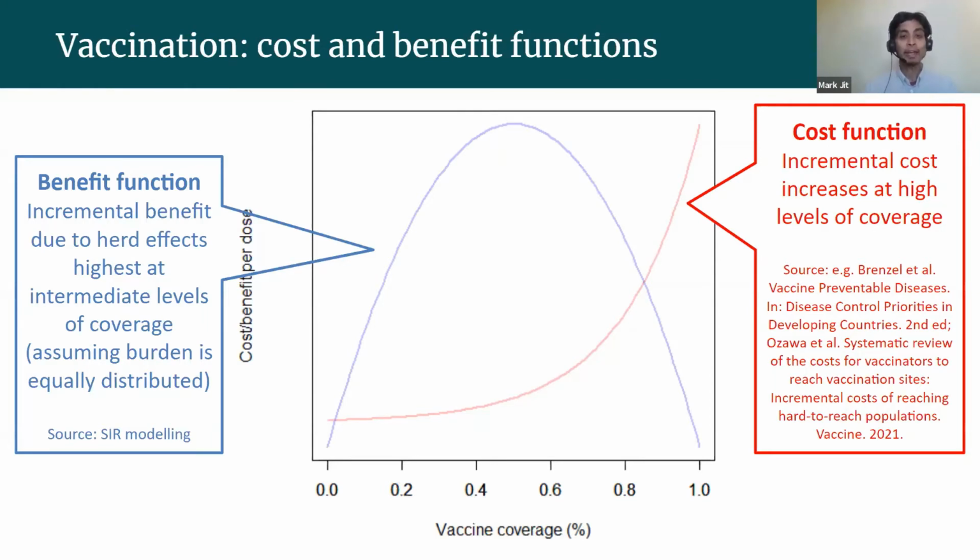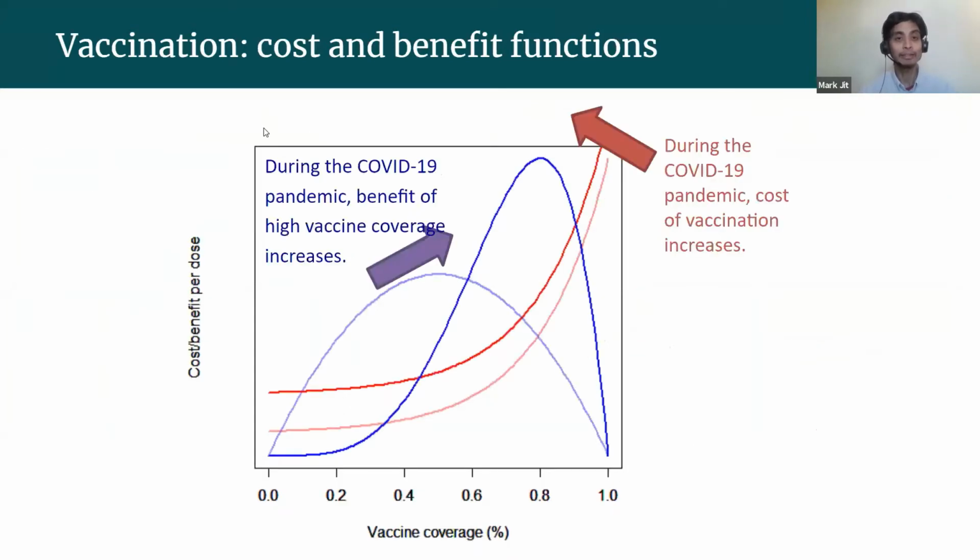Now let's think about what happens when we're looking at COVID. We can go to the next slide, please. So during COVID, what happens? First of all, the cost curve goes up. The cost of vaccination increases during COVID, the cost of any amount of vaccination, not only high levels of vaccine coverage. The reason it increases is, first of all, it costs more to deliver a dose of vaccine during a COVID pandemic because you have to take additional precautions.